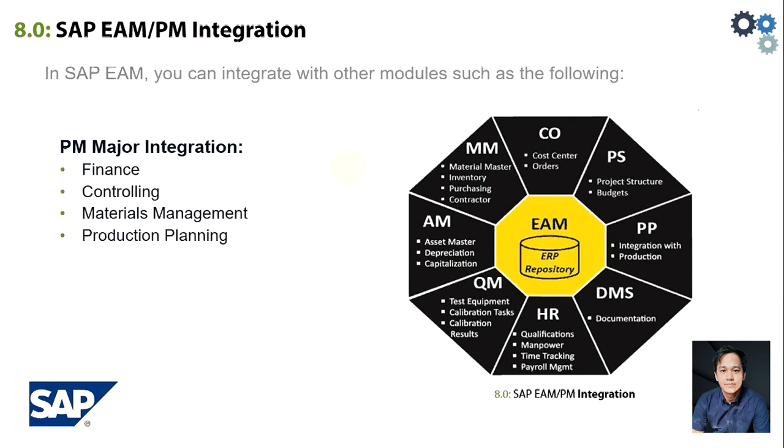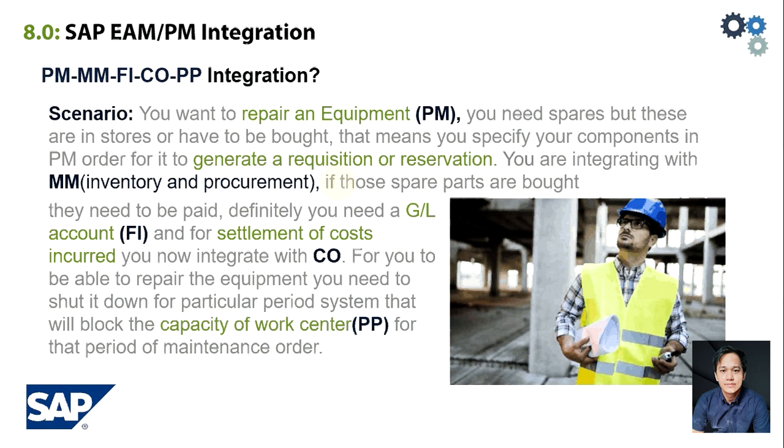I list down the four major integration points or modules of plant maintenance or enterprise asset management: the finance, controlling, materials management, and production planning. I created a scenario wherein all of the mentioned modules are involved. So, let's check. This is a PM, MM, FICO, and PP integration. Let's read it thoroughly. The scenario goes like this.